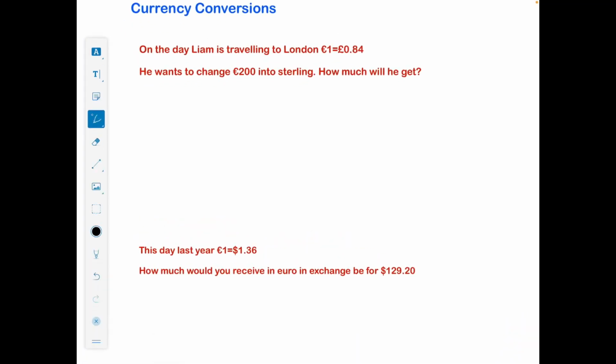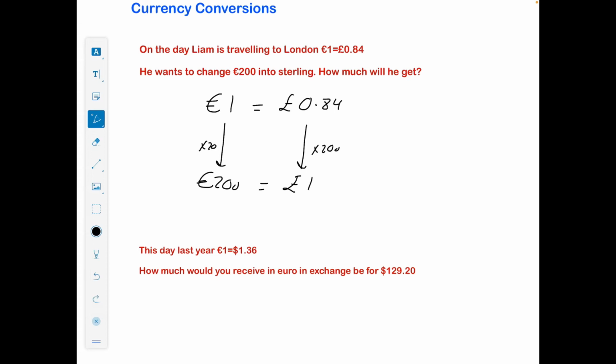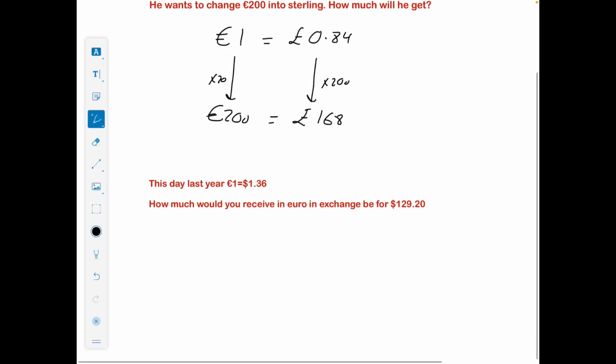When I do this, I set it up using arrows. So I'm going to write down my original exchange rate. €1 is 0.84 sterling. What I want to do is make this €200. So how do I go from €1 to €200? I multiply by 200. So we'll have to do the same thing here. 0.84 by 200 is 168. So if he gives in €200 into the currency exchange, he will get out £168 sterling.